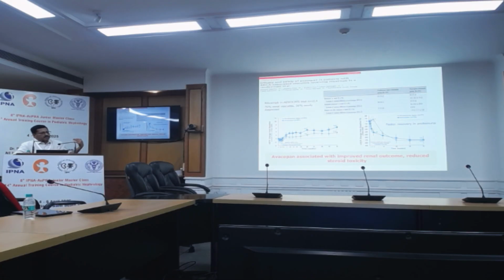Now, this was part of the ADVOCATE trial, and in another analysis of the ADVOCATE trial, they did a subgroup analysis in those patients who received rituximab and avacopan. And they showed that in these 214 patients who received rituximab and avacopan, the patients who received avacopan had a better eGFR change from baseline at 52 weeks, and also there was a faster recovery in proteinuria.